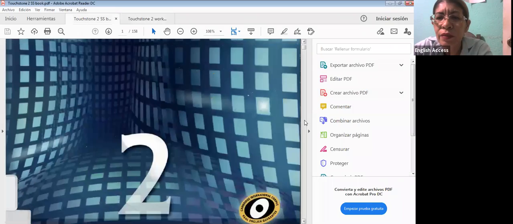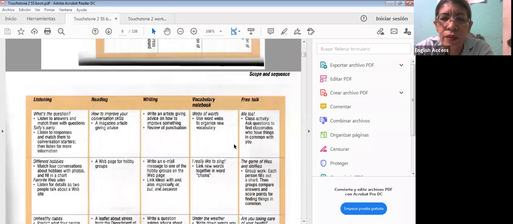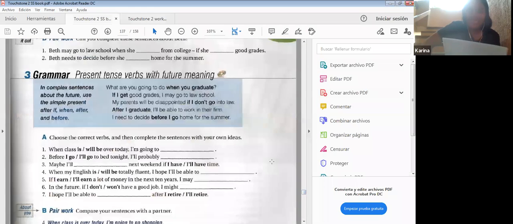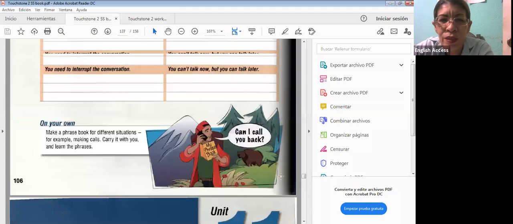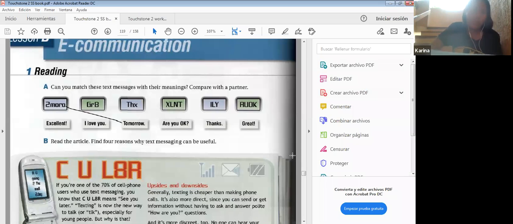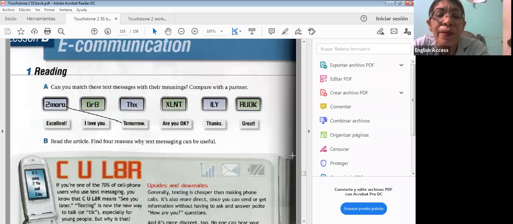Okay, let's move to the lesson D. Let's go to the lesson D. Yes, we're almost finishing with the book. Okay, here. It says e-communication. We have a reading. So are you on this page? Yes, teacher. In exercise 1A it says, can you match these text messages with their meanings compared with a partner? Maybe you have seen this kind of symbols, okay? Most of the people, I mean, young people like to use them, yes?